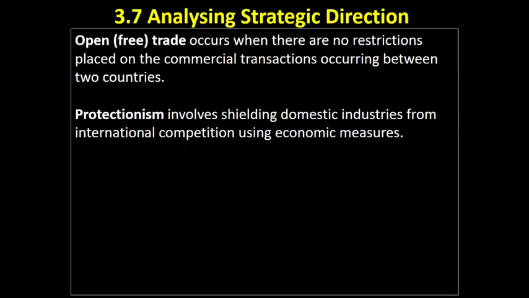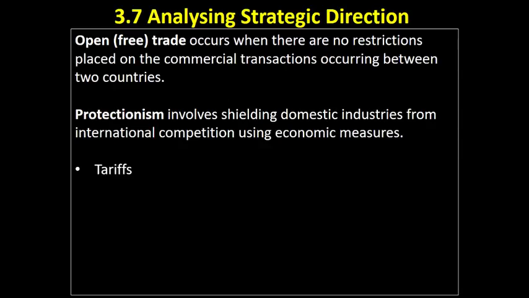So we'll start with protectionism actually, because open free trade is easier understood once you understand what protectionism is. Protectionism occurs when governments take measures to shield domestic industries from international competition using economic measures. In other words, the government wants to protect businesses in its own country from businesses abroad. So what are those economic measures? We're trying to get people to buy from these British companies rather than buying foreign made goods made overseas.